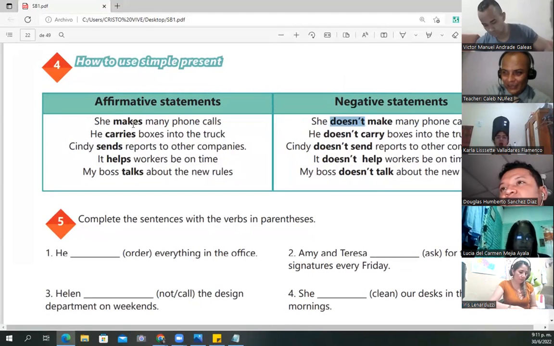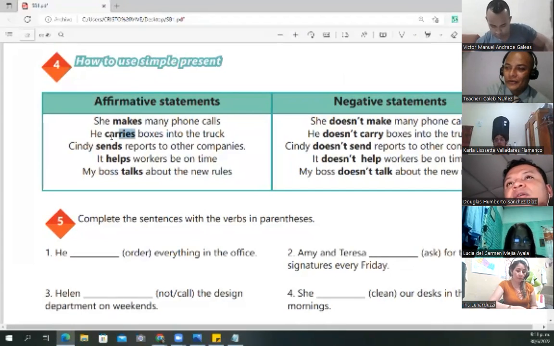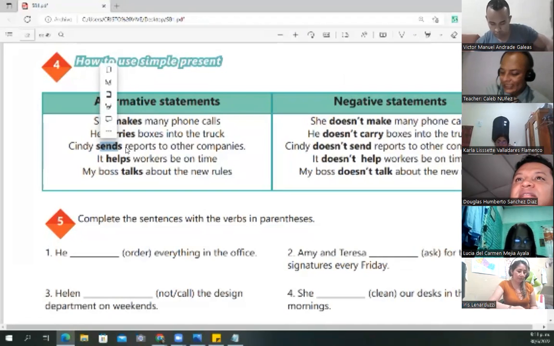Y como vamos a usar un auxiliar, doesn't. Antes en las afirmativas conjugábamos el verbo, ¿sí? Aquí está makes. Aquí el verbo es carry, pero como está en tercera persona, carries. Aquí el verbo solo es send, pero como está en tercera persona, está con S. Sends. Aquí el verbo es help.